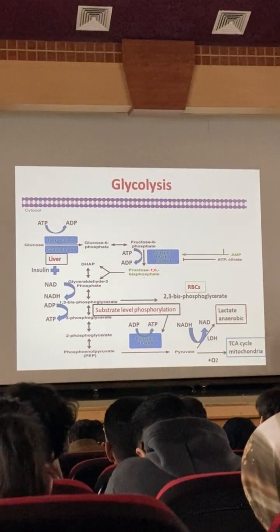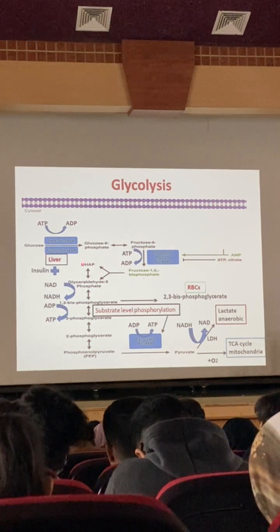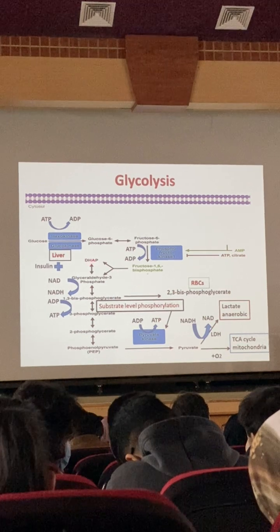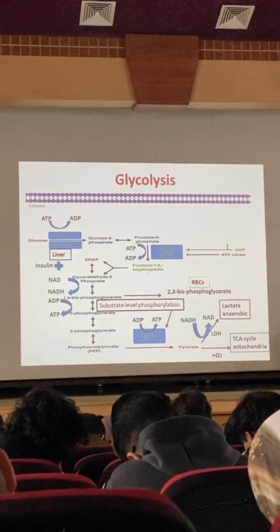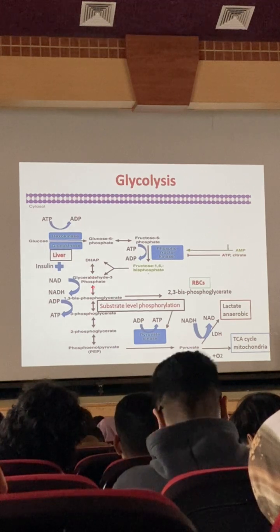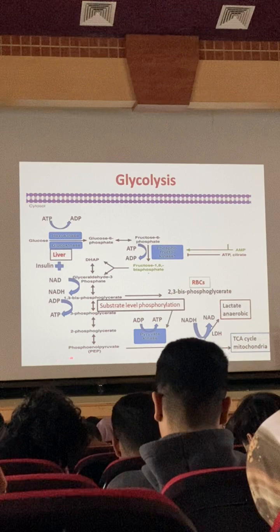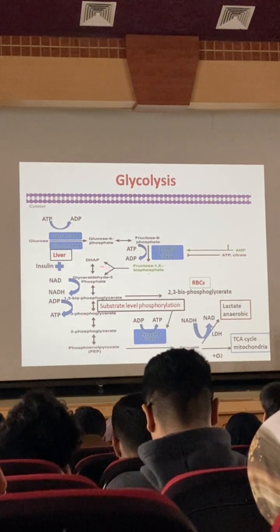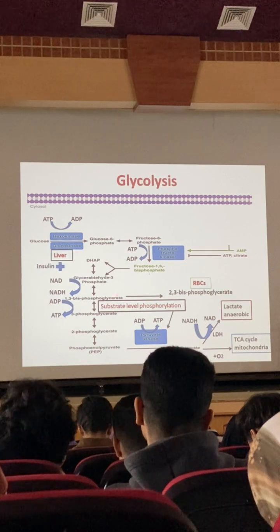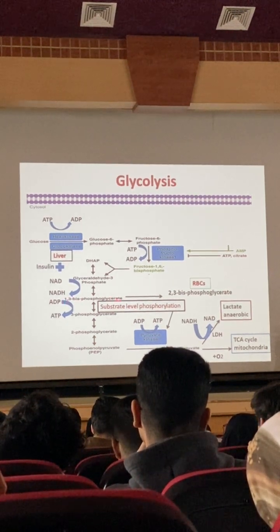Once fructose 1,6-bisphosphate is generated, it will split into dihydroxyacetone phosphate and glyceraldehyde 3-phosphate. Dihydroxyacetone phosphate is actually involved in lipid metabolism. Everything will be multiplied by 2 from glyceraldehyde 3-phosphate downward. Okay? Glyceraldehyde 3-phosphate, with a not-so-important enzyme, that's why I didn't mention it, will convert into 1,3-bisphosphoglycerate.